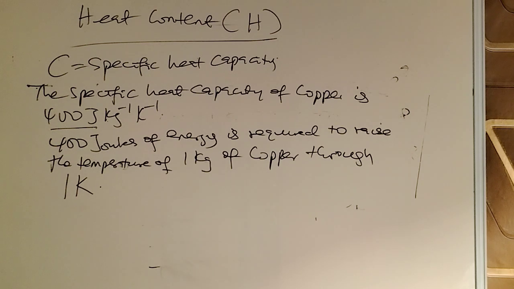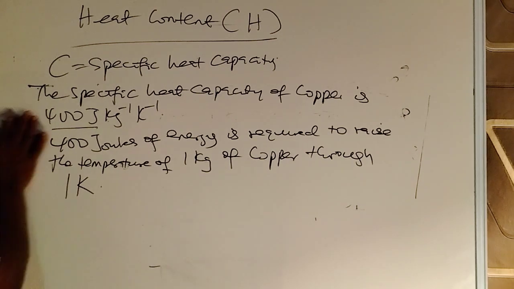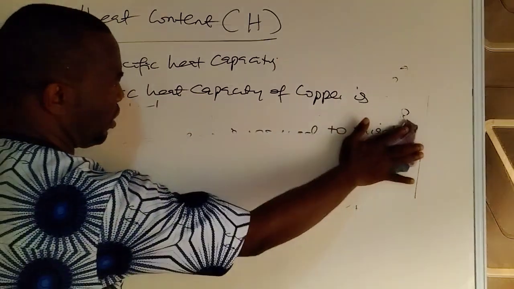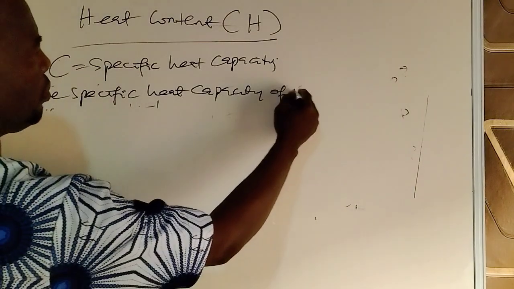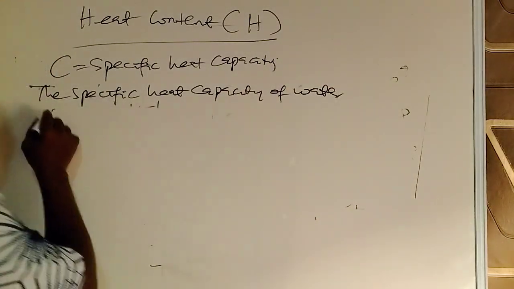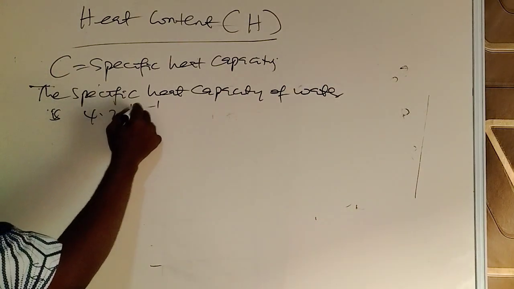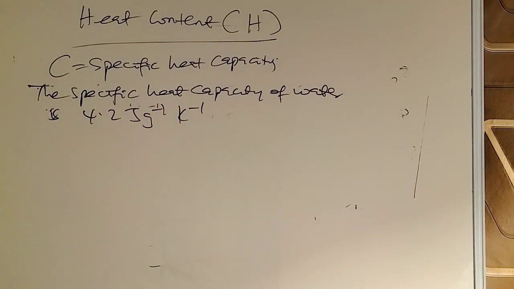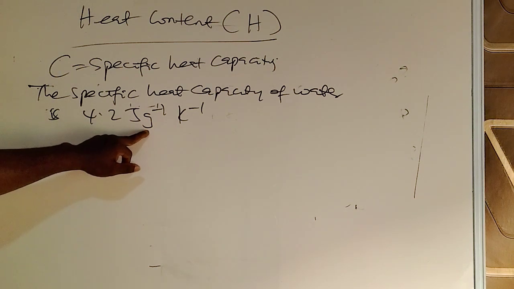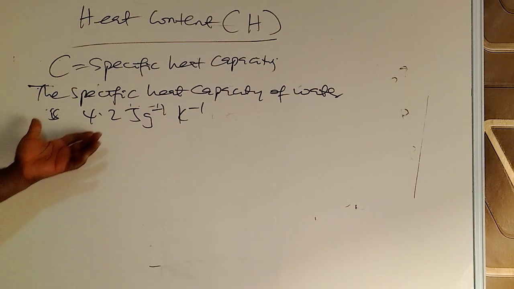So having done that, take another example. What if you are told that the heat capacity of water is 4.2 joule per gram per Kelvin? You look at the value. This value is not expressed in SI units; gram is not an SI unit. So what does this mean?